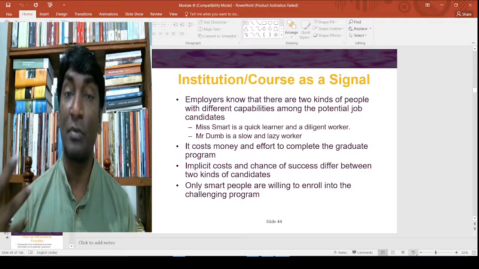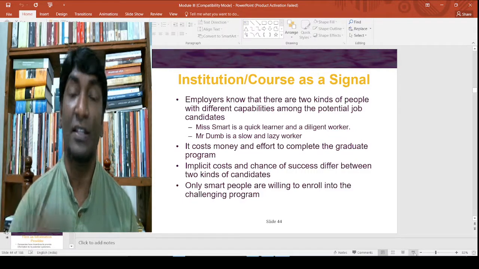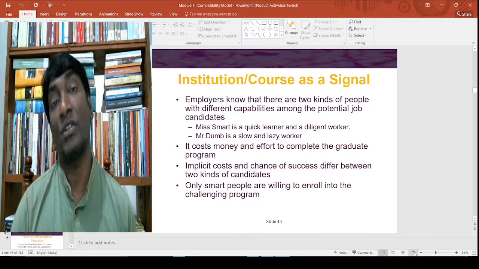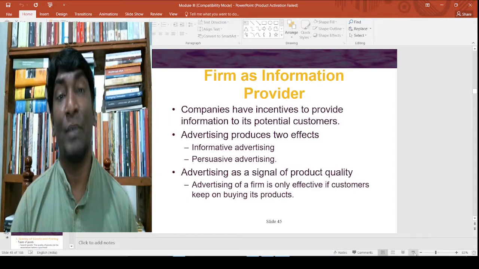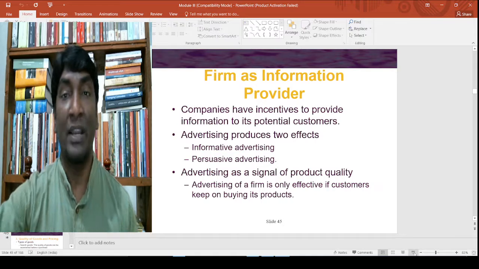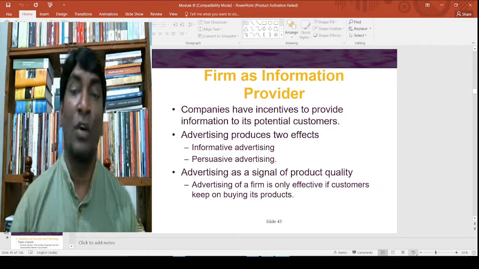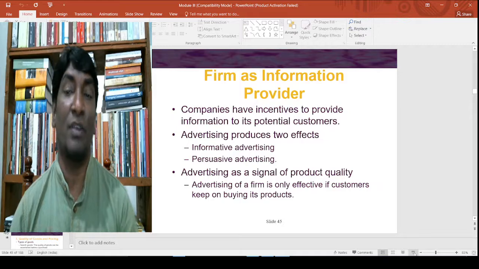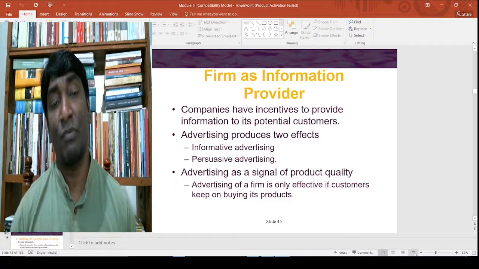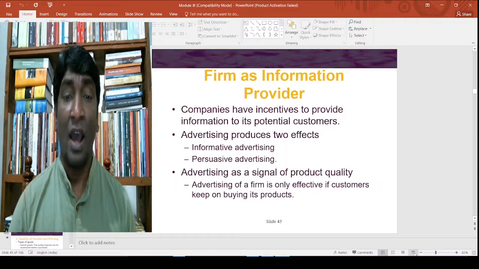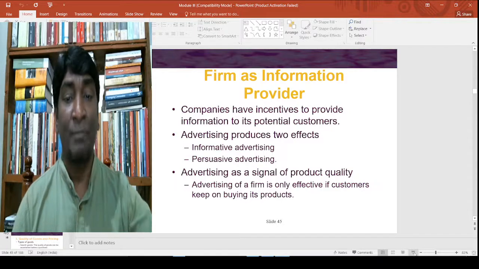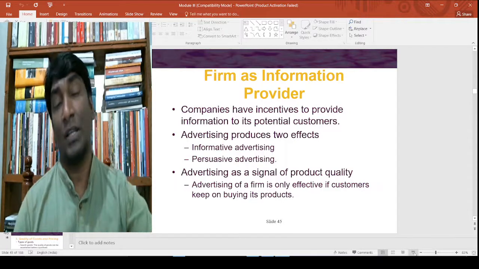And these are all related to the initial talk we had, the earlier lecture, which completely depends on information itself, how much we are able to buy information. That will determine whether you are making a good choice or not. So firms as information providers can be the next kind of understanding. That is, companies have an incentive to provide information to their potential customers. Advertising produces two effects, that is, informative advertising as well as persuasive advertising.